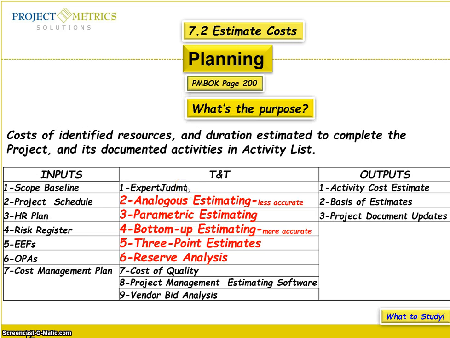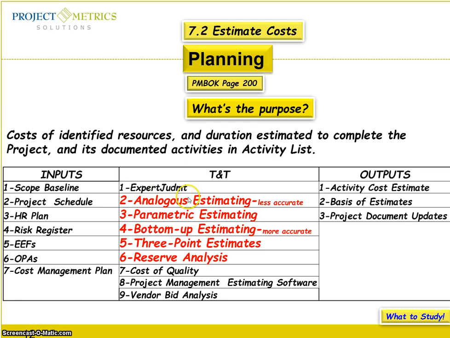What are the tools and techniques when we are going to estimate cost? First, we have to know the purpose. It is the cost of identified resources and duration estimated to complete the project and its documented activities in the activity list. The inputs here are the scope baseline, the project schedule, the human resources I'm going to use, the risk register, which is an output of identify risks, enterprise environmental factors, organizational process assets, and your cost management plan.